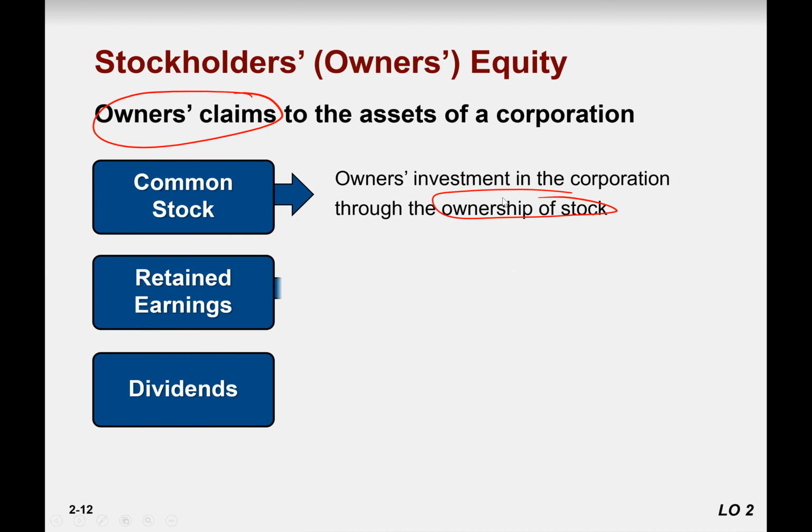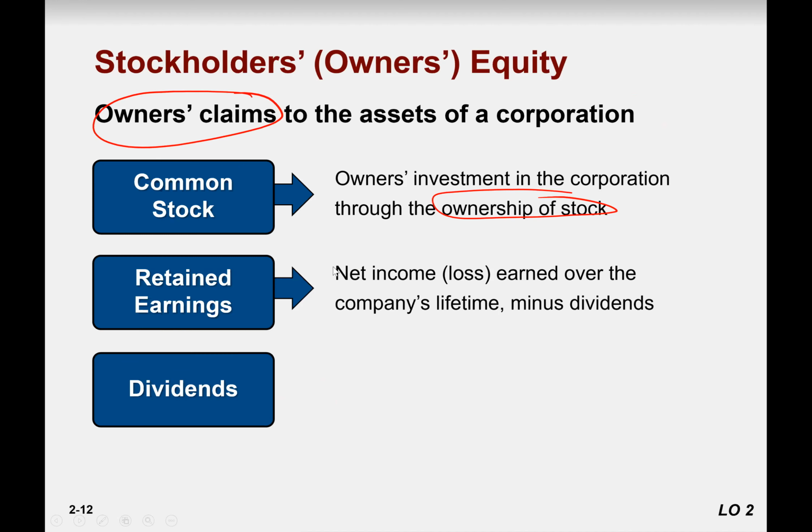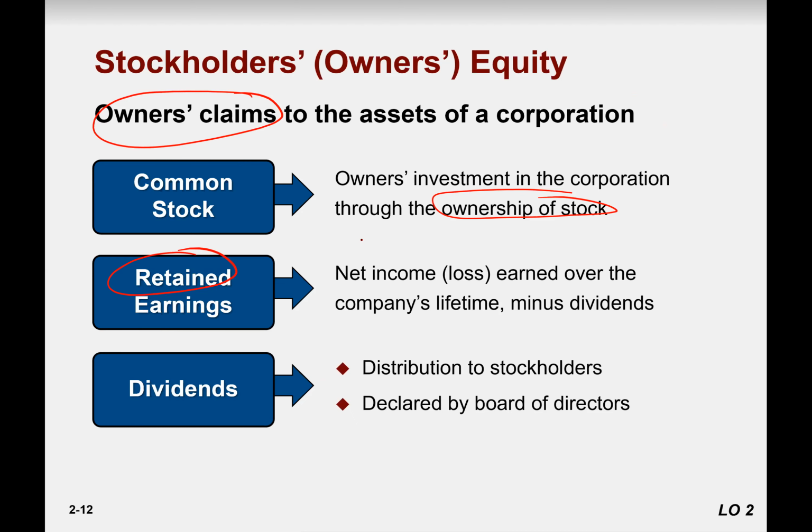Retained earnings, I told you, is all the previous earned income that you didn't distribute, you retained in the business, which we can calculate through a formula. Net income minus dividend is equal to the retained earnings, or beginning retained earnings plus net income minus dividend is equal to ending retained earnings. So dividends are distributions to the stockholders. They reduce the owner's claim.